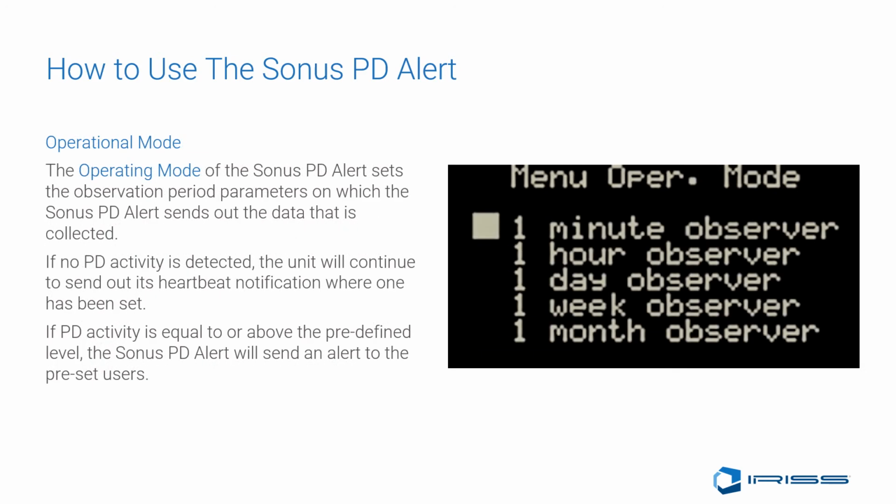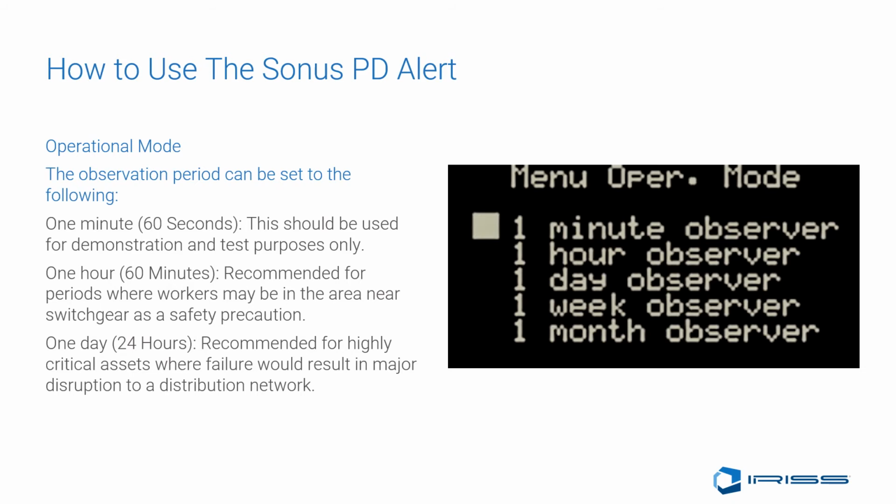The operating mode of the Sonus PD Alert sets the observation period parameters on which the Sonus PD Alert sends out the data that is collected. If no PD activity is detected, the unit will continue to send out its heartbeat notifications where 1 has been set. If the PD activity is equal to or above the predefined level, the Sonus PD Alert will send an alert to the preset users.